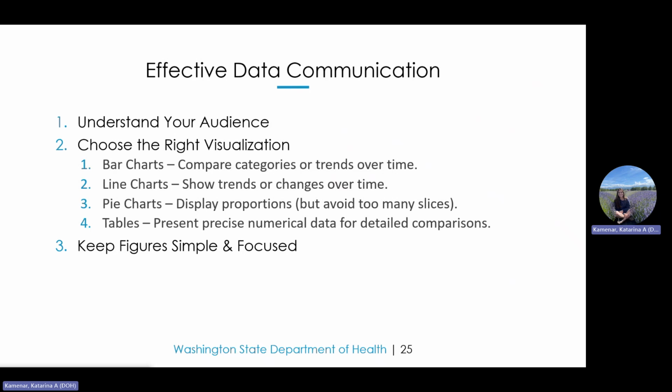And then you also want to choose the right visualization. So I listed a few different things here. And it's important to know that not all figures are created equal. So bar charts are great when you want to compare categories or trends over time. If you're going to show trends over time, like you want to show antibiotic use over time, I do recommend a line chart. That's the best way to clearly show things are going up or down. If you're looking to display proportions, you can use something like a pie chart. You just want to make sure that you don't have too many slices in there, or otherwise it gets really hard to tell what's going on.